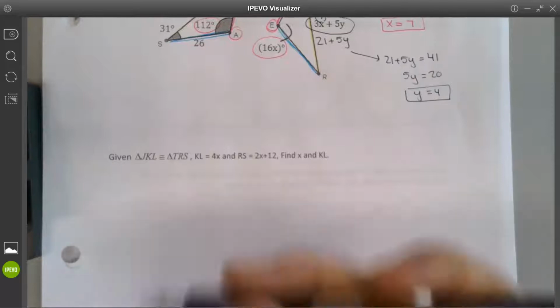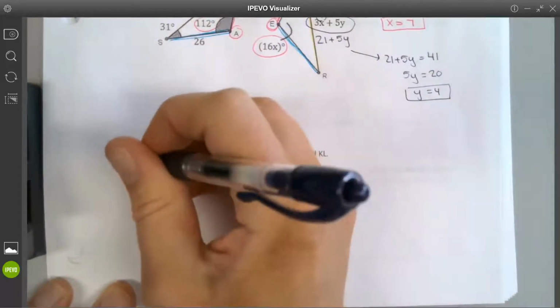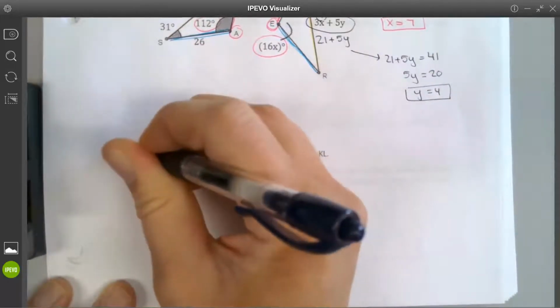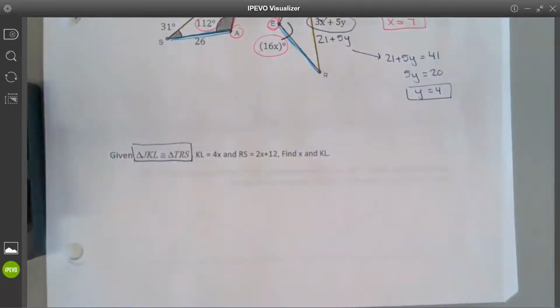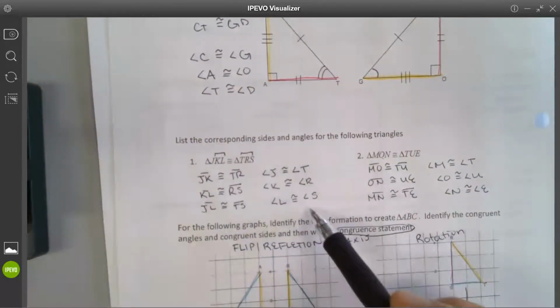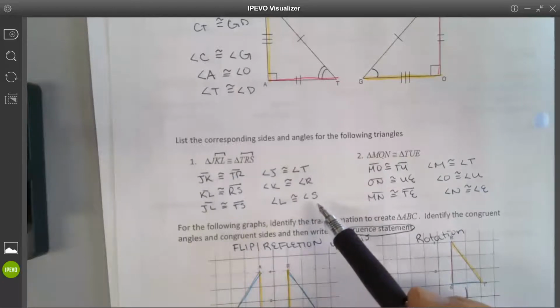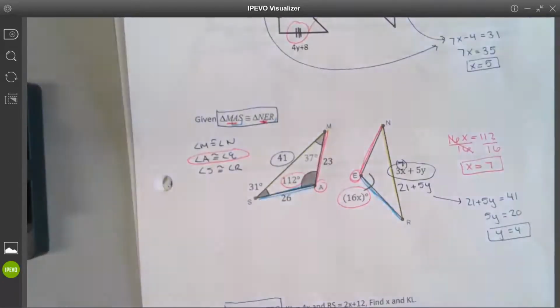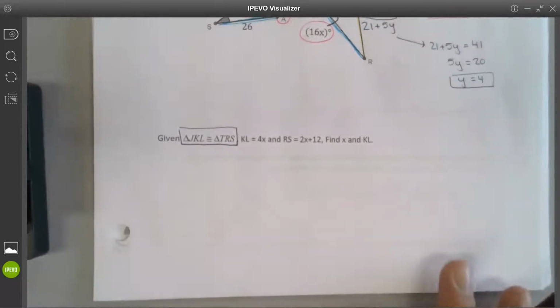I'm just given the congruency statement. So I know that JKL is congruent to TRS. I don't need a diagram because if I have the statement, then I know what sides and what angles match up. I did it on the other page. So then it tells me that KL is 4x and RS is 2x plus 12. Let's find x and KL.